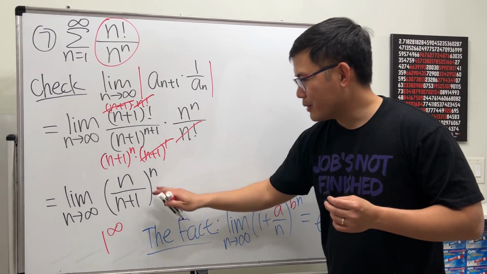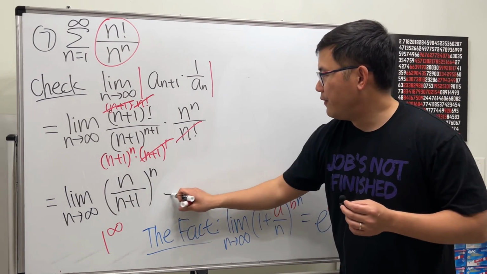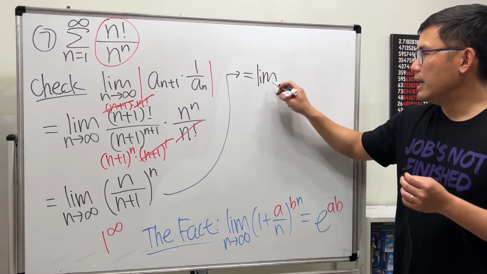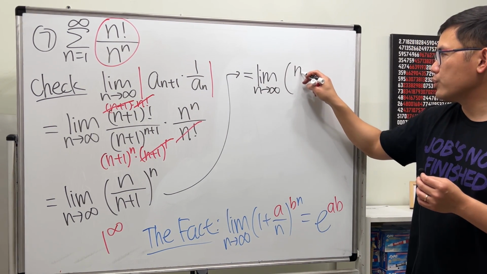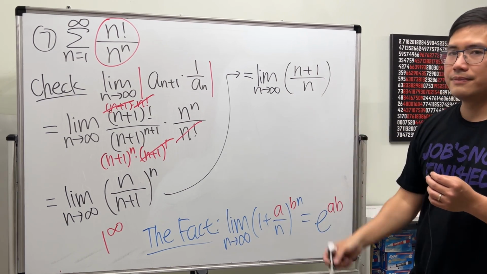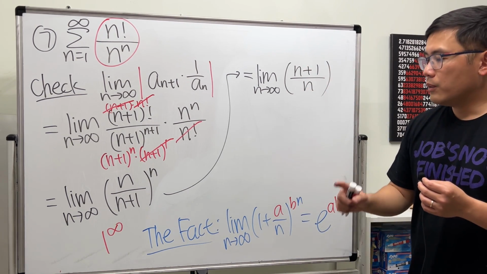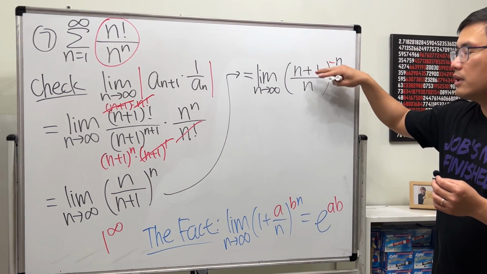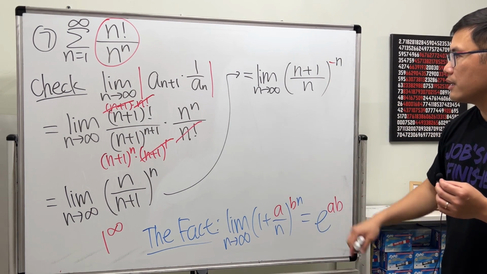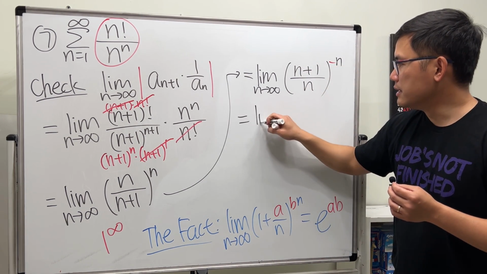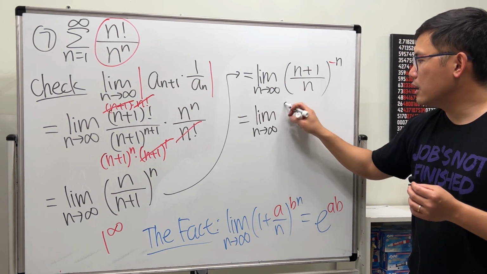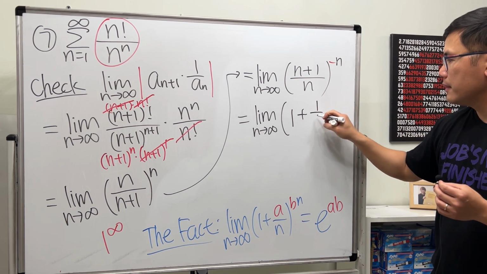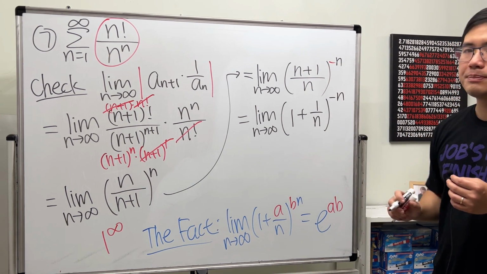So I'm going to show you how to put this into this form. First though, we are going to flip the fraction inside, so we get the limit as n goes to infinity, and I really want to have n plus 1 over n like this so I can split the fraction. Well, all we have to do is just negate the exponent. The negative exponent allows us to flip the fraction. Now we can split the fraction. This is the limit as n goes to infinity of n over n is 1 plus 1 over n, and then raised to the negative nth power.